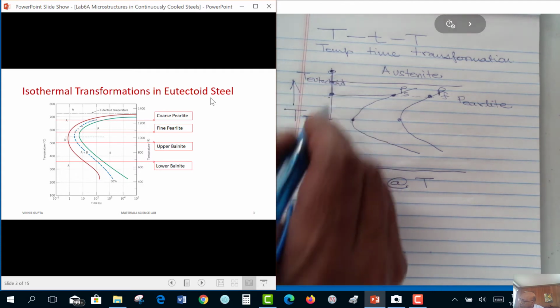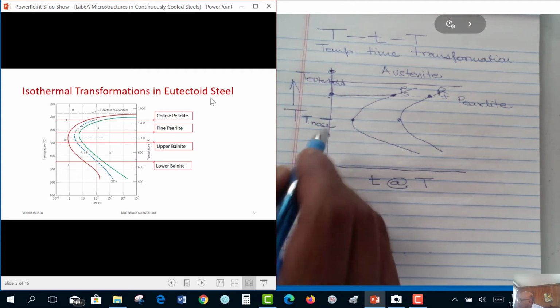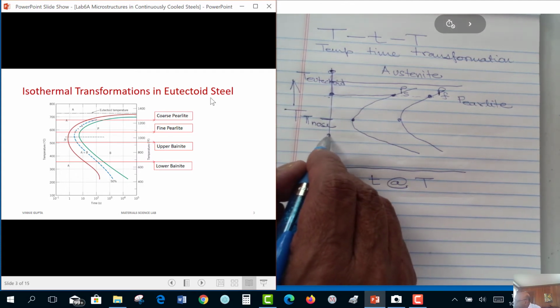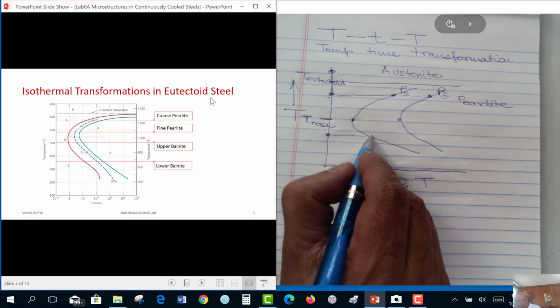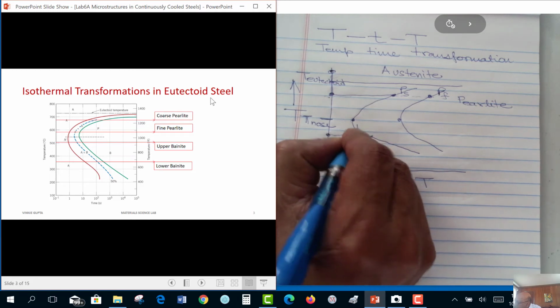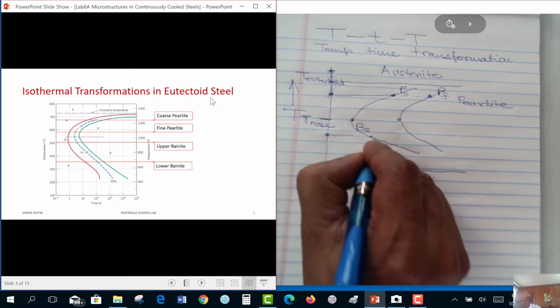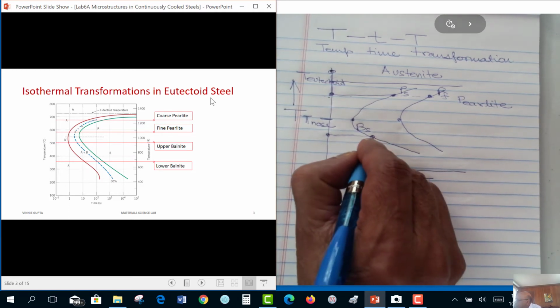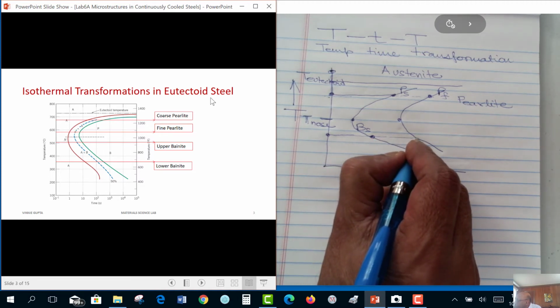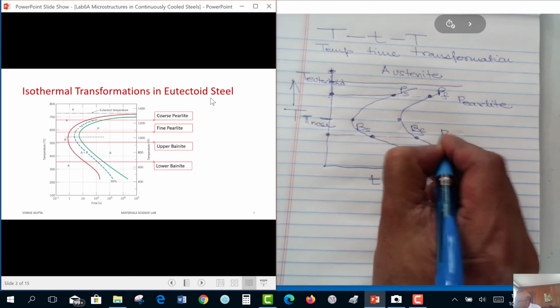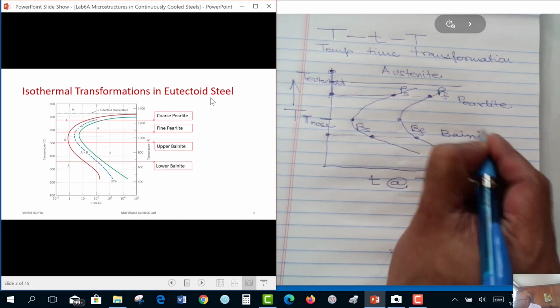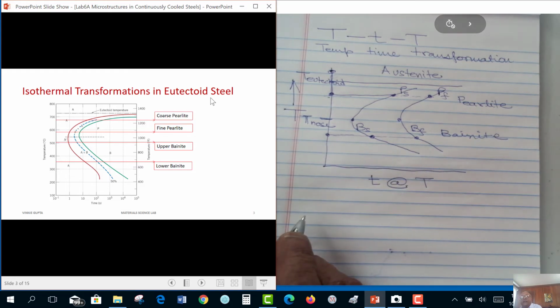What if we cool it to a temperature below? In this case, again, same thing. We hold it there, nothing happens, austenite remains austenite, and then we have this bainite start curve. So austenite begins to transform into bainite. And then when we hold it there, bainite transformation is complete. And after that, the steel is all 100% bainite.